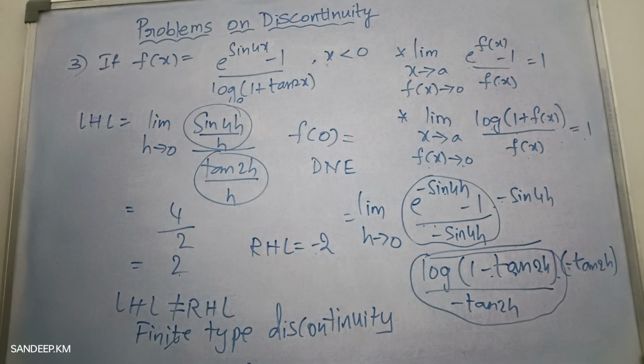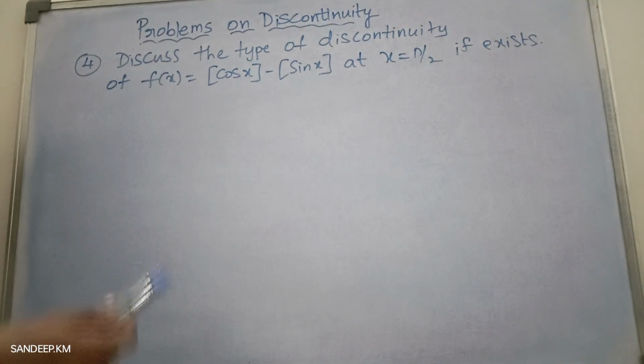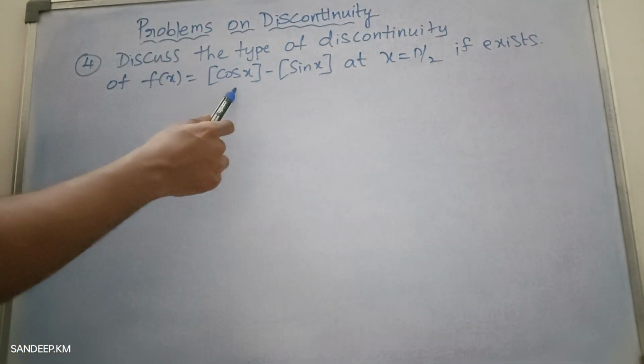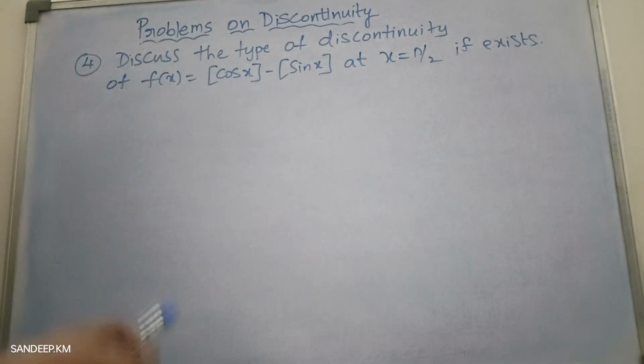Let us go for next question. So they told us to discuss the type of discontinuity of f of x equal to step of cos x minus step of sin x at x is equal to pi by 2 if it exists. If the discontinuity exists, let us see what is the type of discontinuity. Now, first let us find LHL.